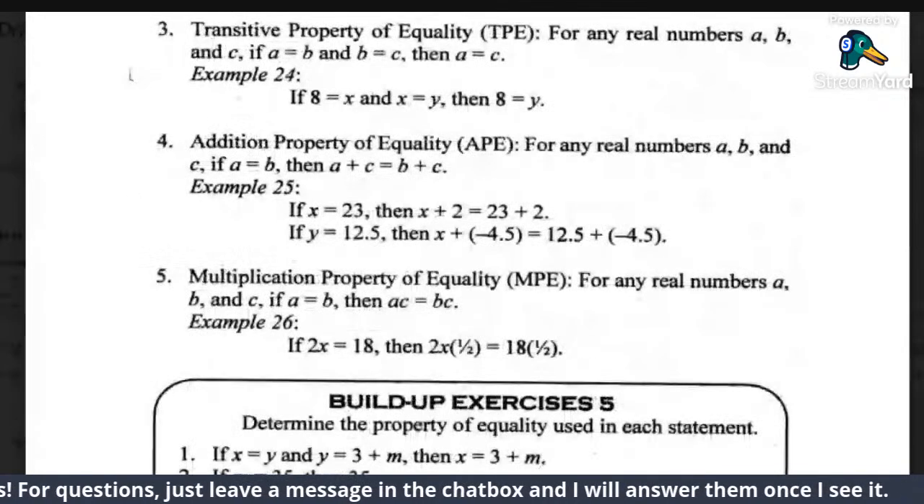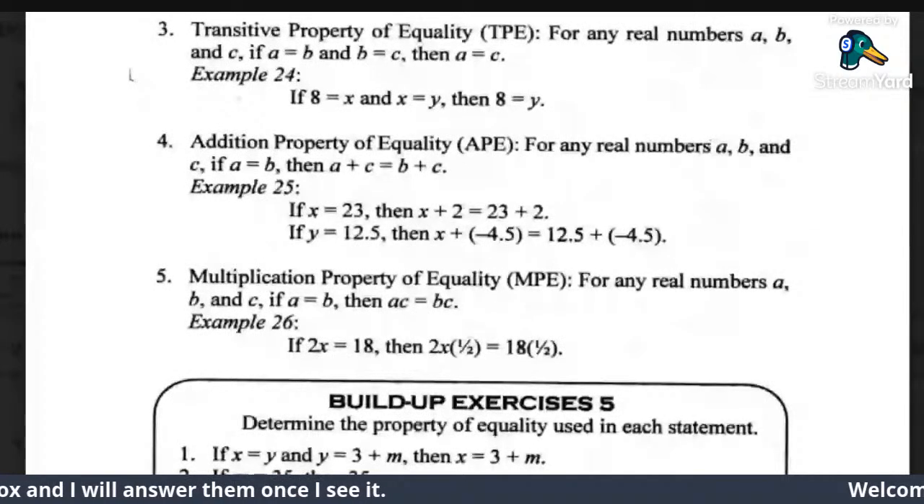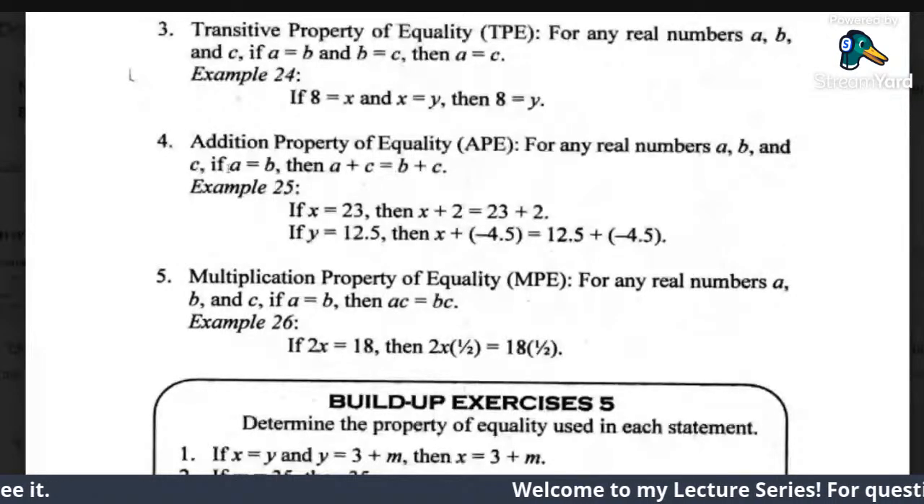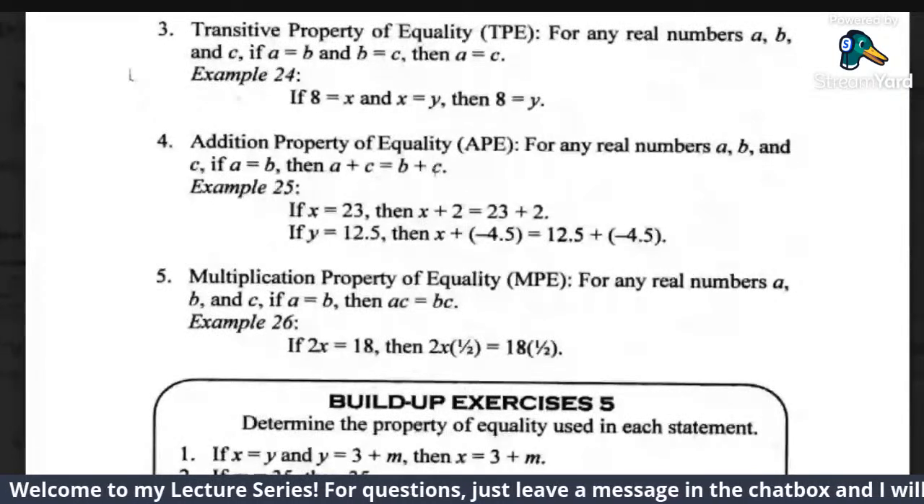Then we have the addition property of equality, or APE, for any real numbers a, b, and c. If a is equal to b, then a plus c is equal to b plus c. In other words, if a is equal to b, adding the same number on both sides will not affect a being equal to b.